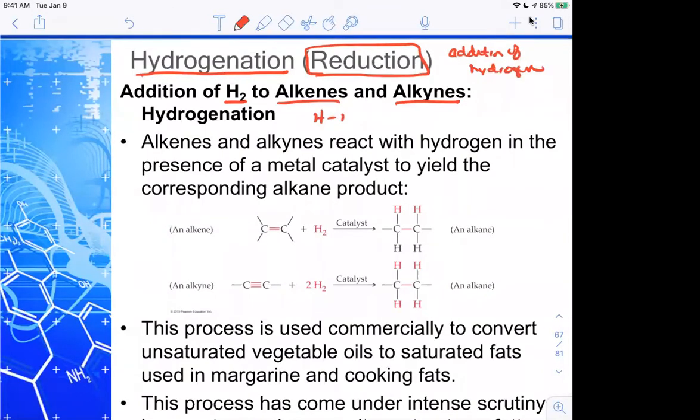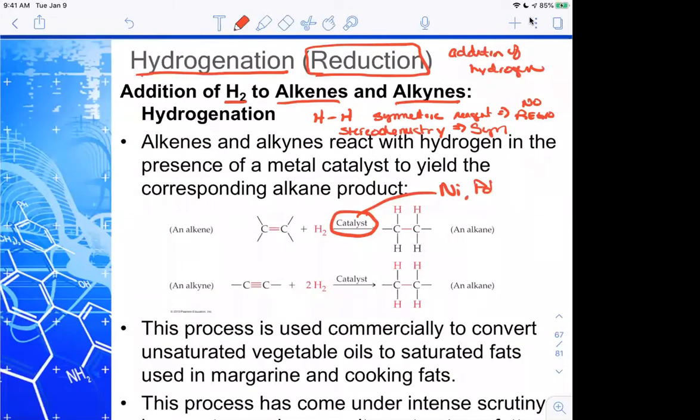This is a symmetric reagent, so I have no regiochemistry. I do have stereochemistry though, and my stereochemistry is syn. So if I had a situation where I had a cyclic structure and there was a difference between the hydrogens being syn or anti, I would get the syn. So basically what I need is some sort of catalyst, and this is usually nickel, palladium, or platinum.